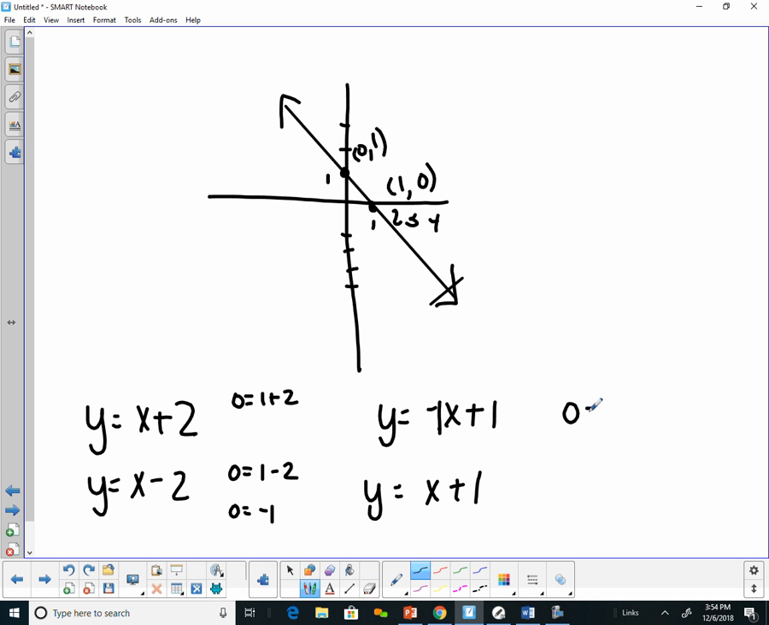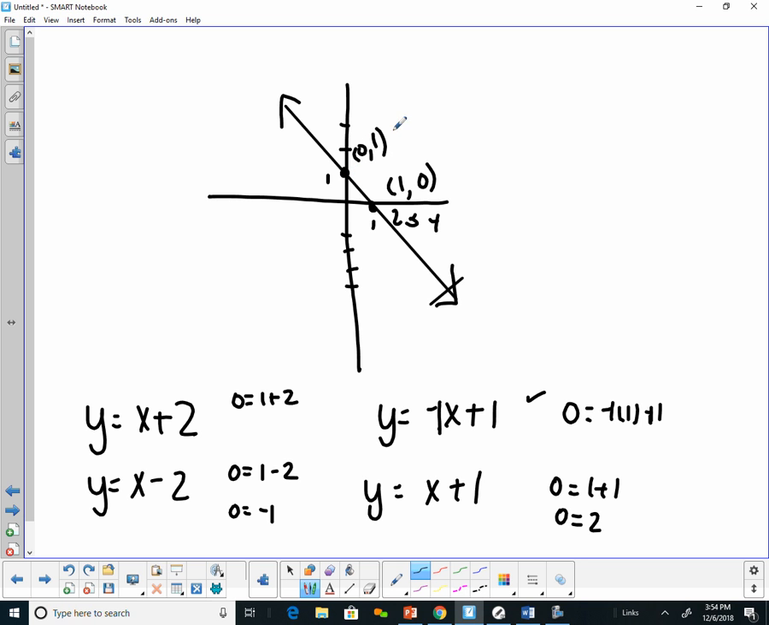Here, now remember when we have this negative x, that really looks like negative 1 times x. So here I have 0 is equal to negative 1 times 1 plus 1. So here this gives me negative 1. Negative 1 plus 1 is 0. So right now that works. And then here we get 0 is equal to 1 plus 1. 0 is equal to 2. Now, just because one point worked, I would like for you to check a second point to make sure.